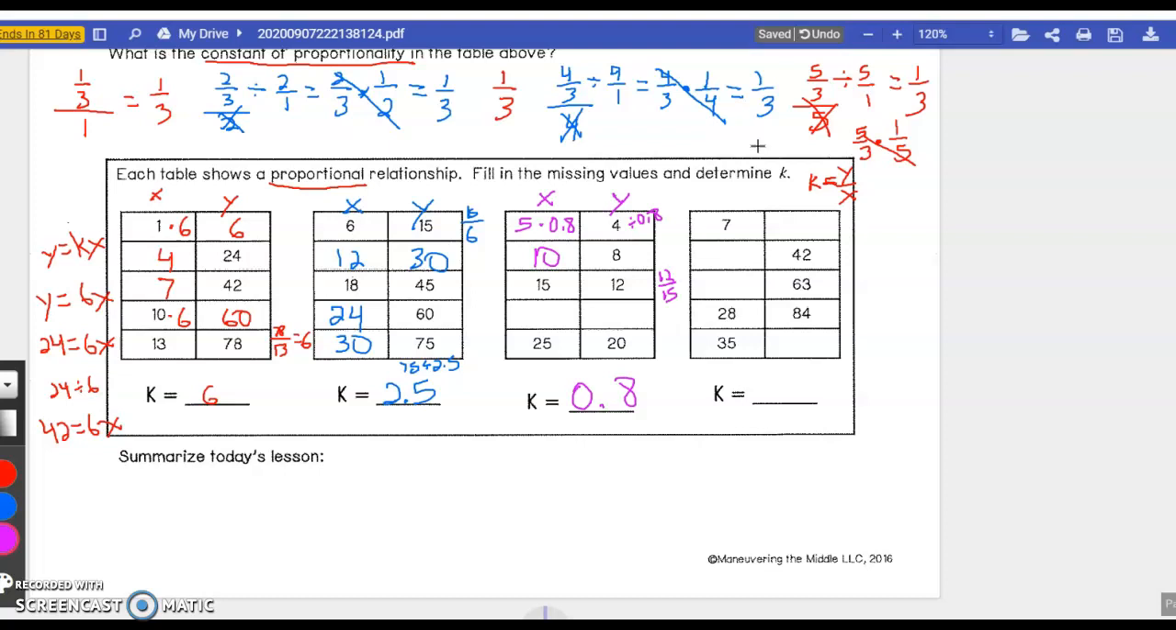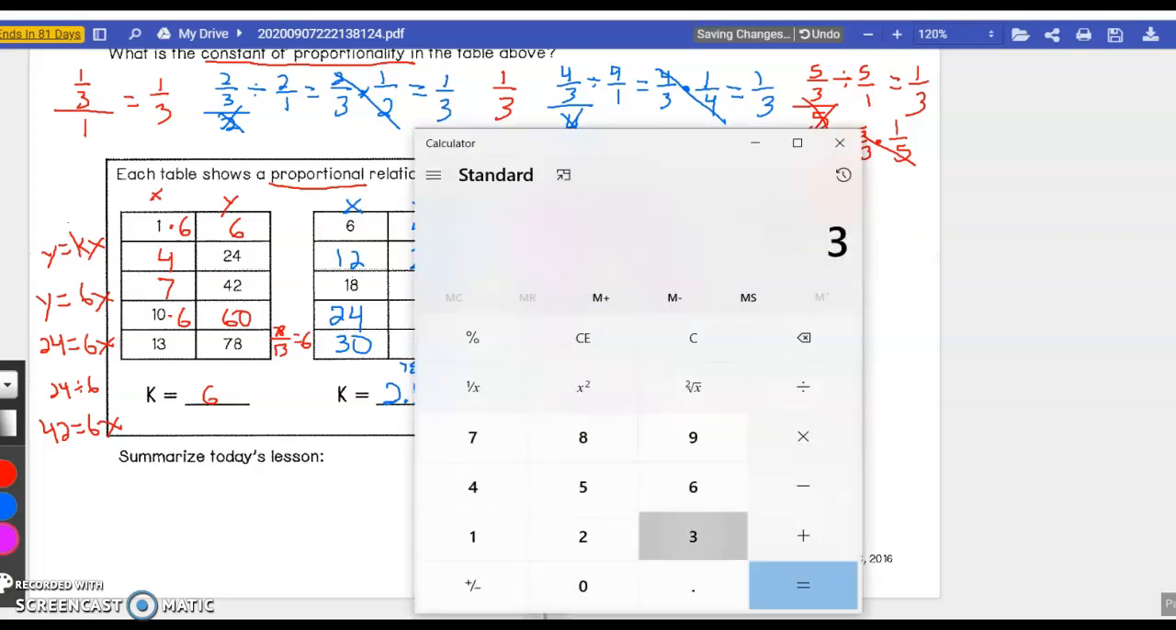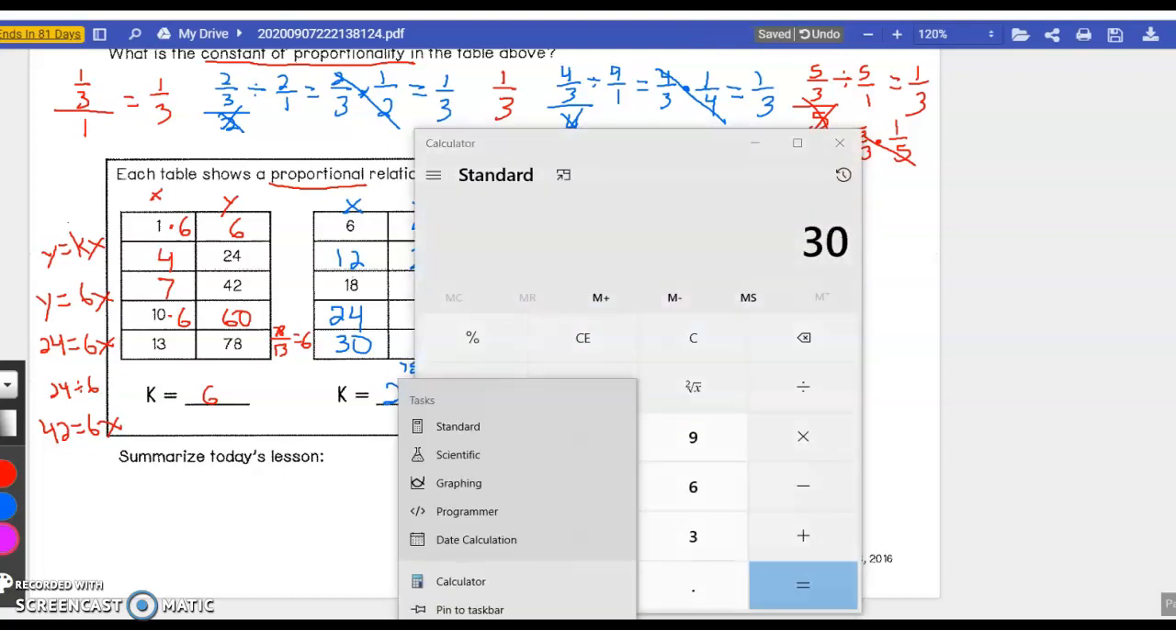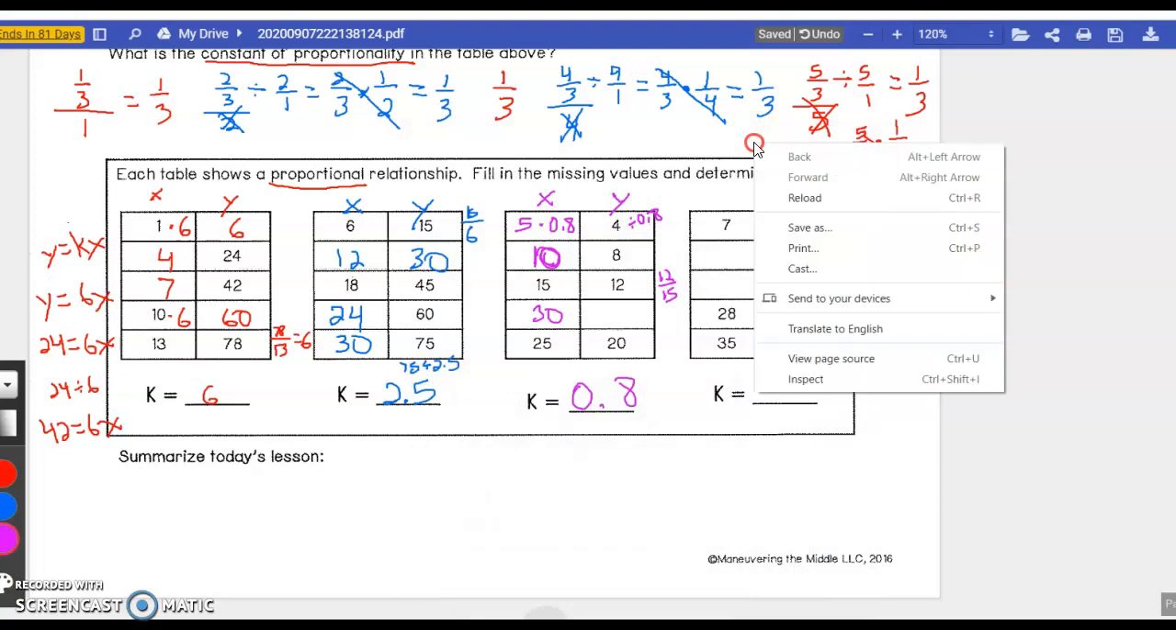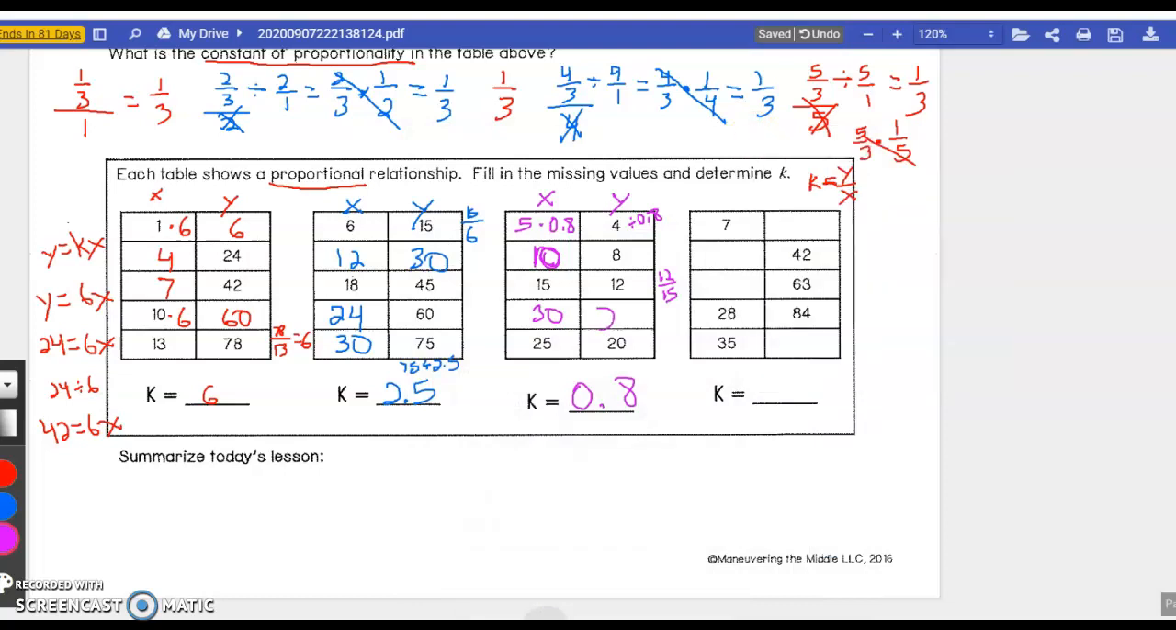Okay, and then we can use kind of the same thought as we did before. We can double 15 to get 30, and whether you go 30 times 0.8 to get 24, or you just double 12, you get it.